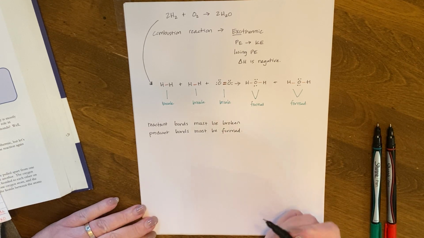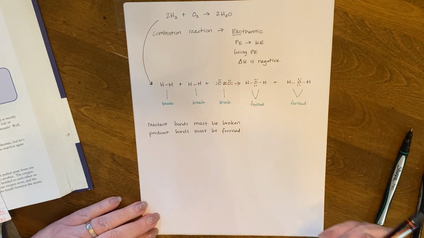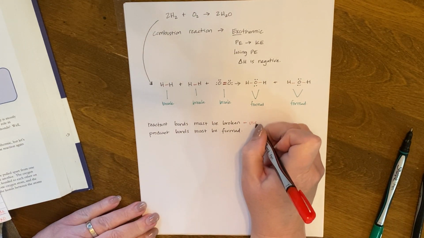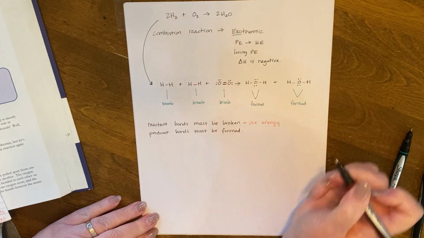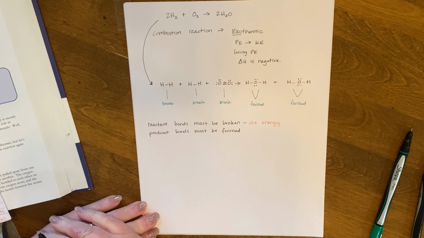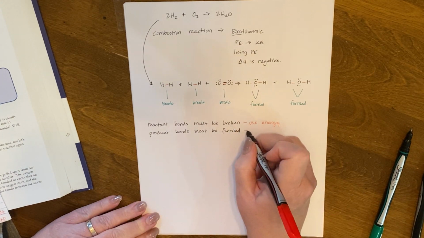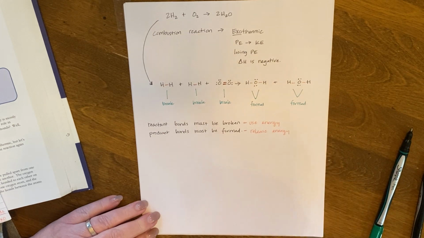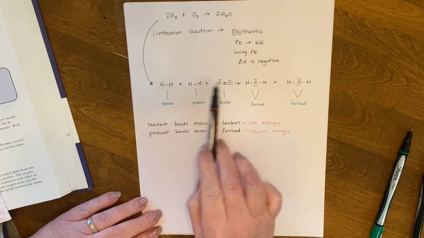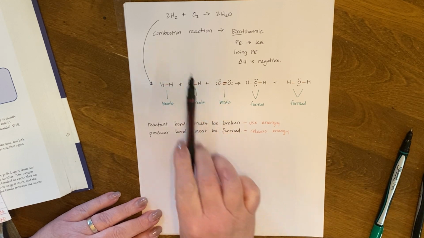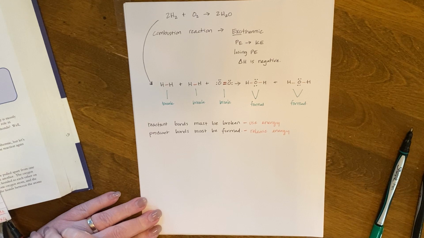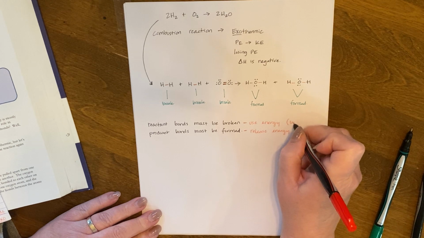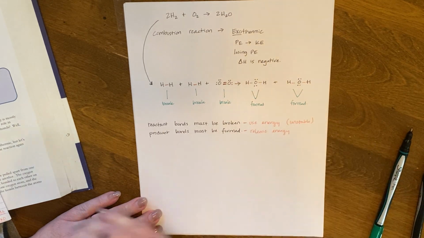Okay, now to break a bond, we have to use energy. To form a bond, we actually release energy. These molecules are very happy like they are. They're very stable. The H2, the O2 are happy. So we have to use energy because we're actually taking them from a stable state to an unstable state, and that requires energy.